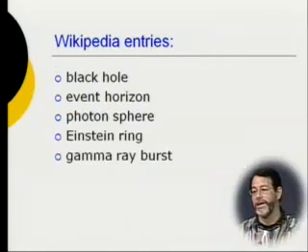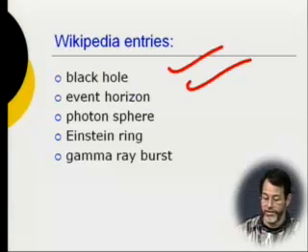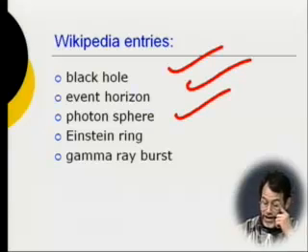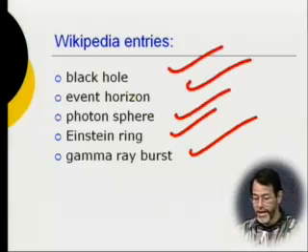Okay, so the Wikipedia entries today are black hole, event horizon, related to a black hole, you might know. Photon sphere, talked about a little bit before. Einstein ring, talked a little about before, and as advertised, gamma ray burst.